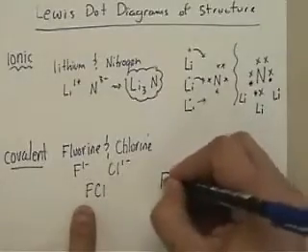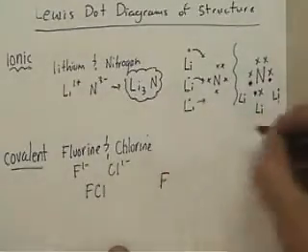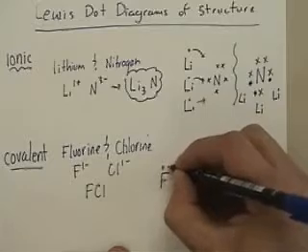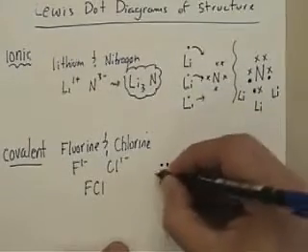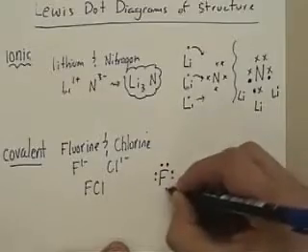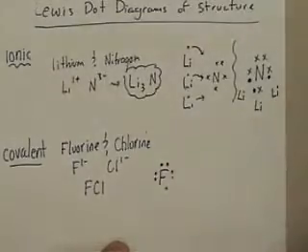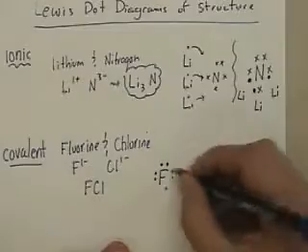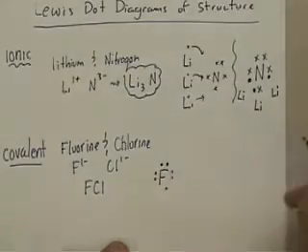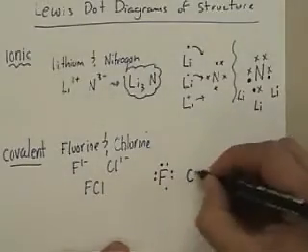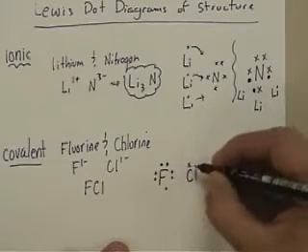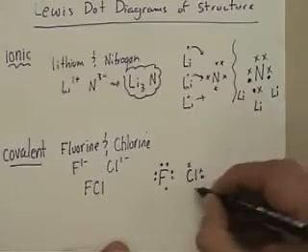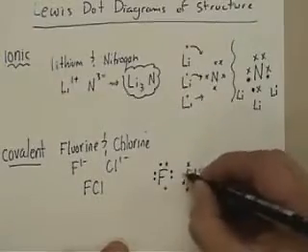So fluorine I'm going to draw out. It's got 7 in its outer orbit. So 1, 2, 3, 4, 5, 6, 7. I specifically messed it up just to show you that in bonds it doesn't really matter how you do it. Chlorine, 7. It's going to have 1, 2, 3, 4, 5, 6, 7.